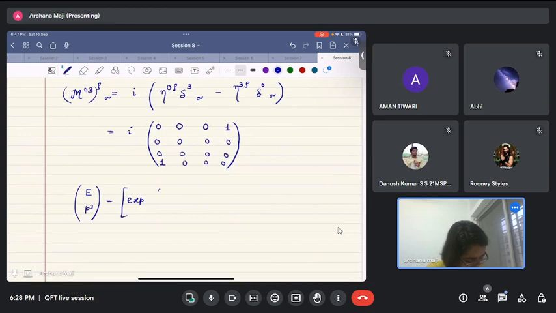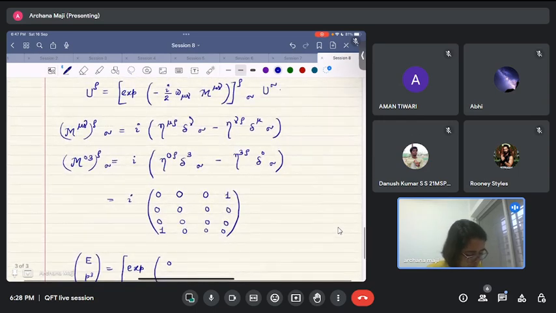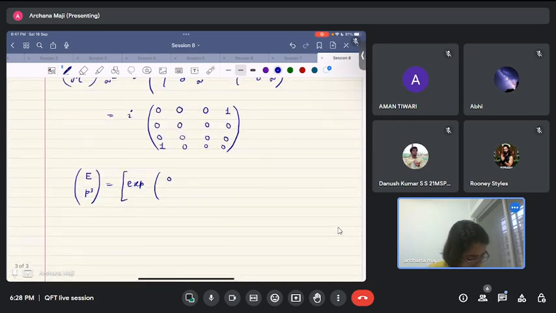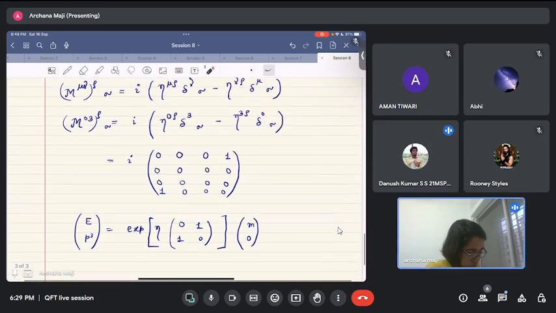Exponential of 0. So the omega parameter we are considering to be eta. So exponential of 0, 1, 1, 0. Can you explain the last step also then? This one. Yeah, this one.